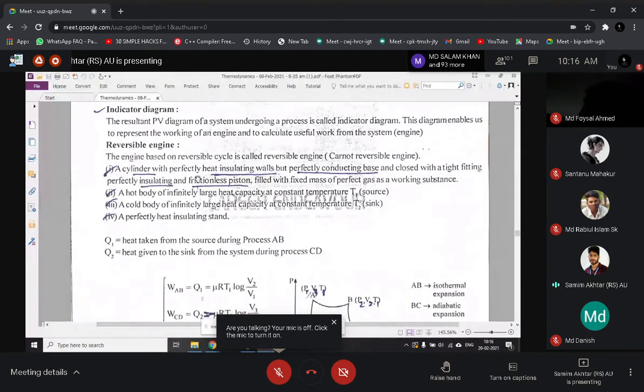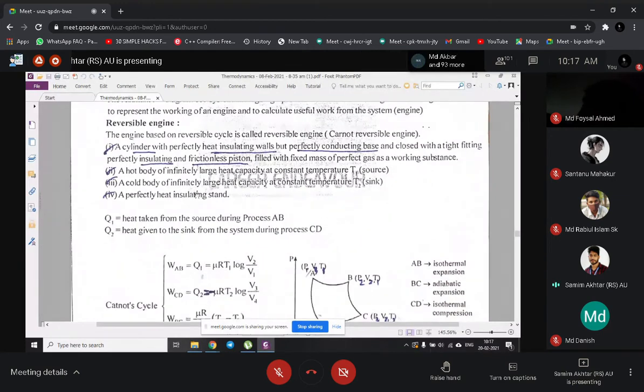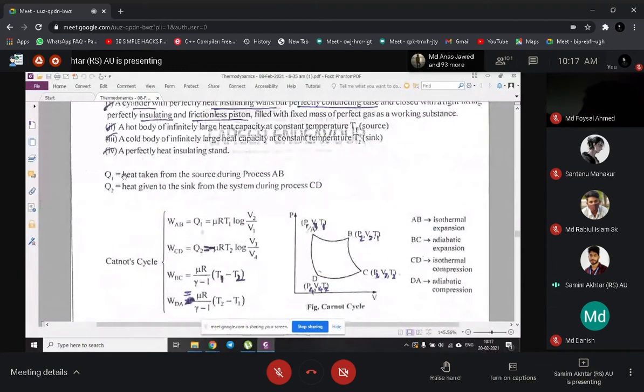A cylinder with perfectly heat insulating walls but a perfectly conducting base, closed with a tight fitting, perfectly insulating and frictionless piston, filled with a mass of perfect gas as the working substance, and a hot body of infinitely large heat capacity at a constant temperature T1. That means the source, and the sink is there, and the working substance is the perfect gas, and a perfectly heat insulating stand. Q1 is the heat from the source and Q2 is the heat to the sink. So Q1 is the heat taken from the source during the process AB.